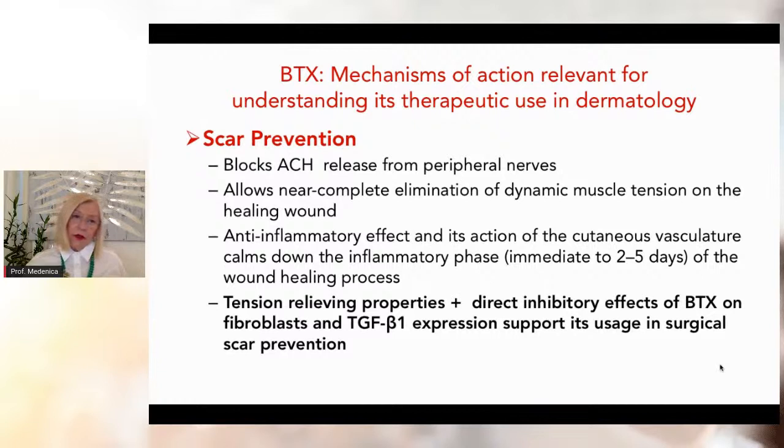Actually, how are we acting to prevent scars? Tension-relieving properties plus direct inhibitory effects of botulinum toxin on fibroblasts and TGF-beta1 expression support its usage in surgical scar prevention.